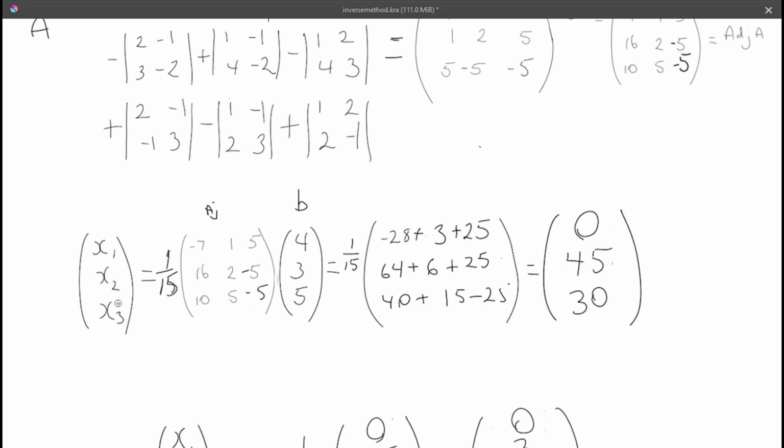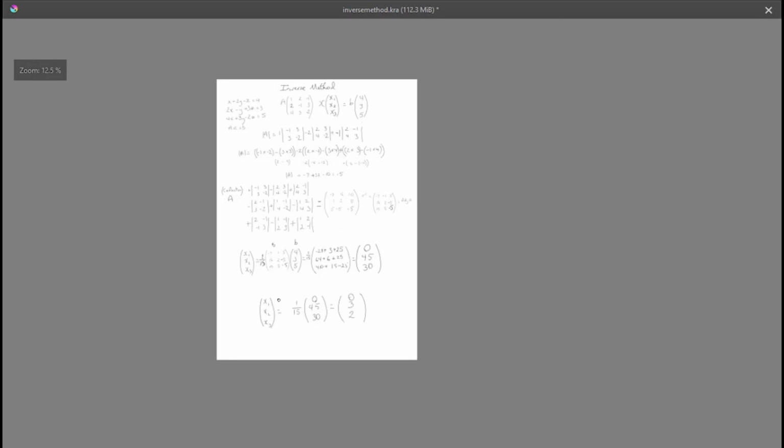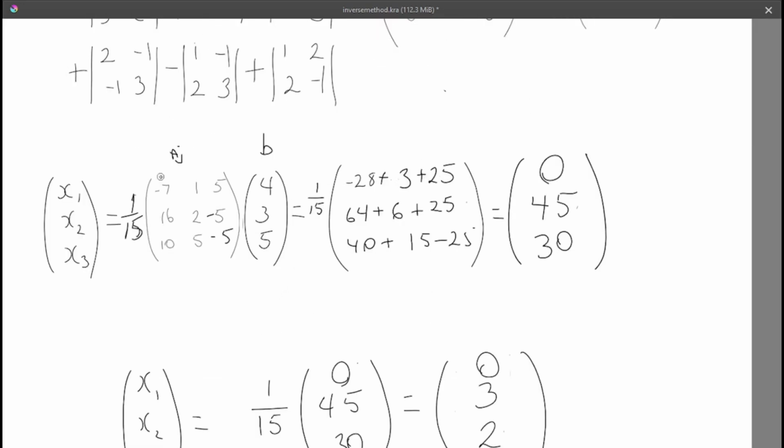So let's say that x1, x2, x3 will be equal to the inverse. The inverse will be 1 over the determinant, which we found to be 15, multiplied by adjoint A. So we can leave it in this form for now, and we could say that adjoint A multiplied by B, which are the answers, will give us, suppose we multiply two matrices by each other. So negative 7 by 4, which would be negative 28, plus 1 by 3, which would be 3, negative 28 plus 3 will be negative 25, and 5 by 5 is 25, so negative 25 plus 25 will be 0.